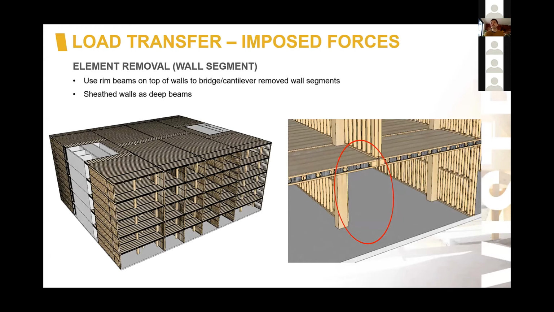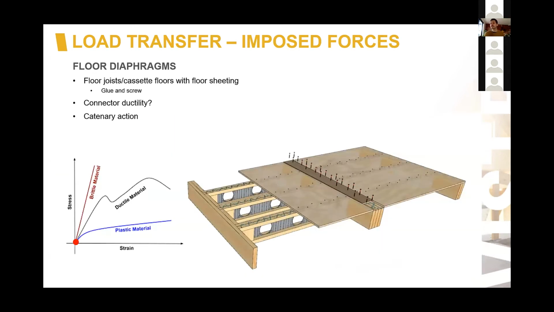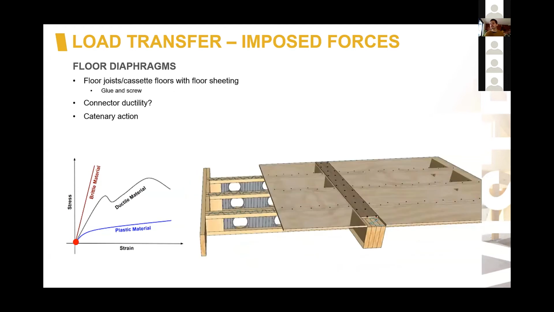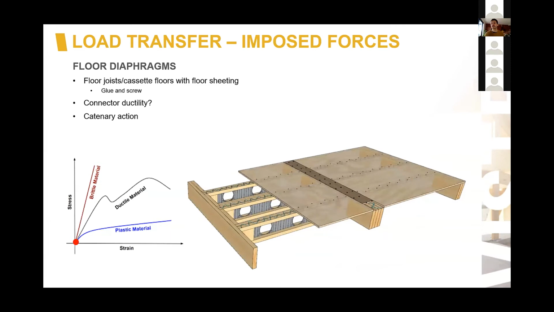So floor diaphragms, it's all related. With robustness, in the case of, say, floor joists or cassette floors with floor sheeting, you need to go through and ensure your connections can transfer the loads adequately that you're expecting. So if you're looking at catenary reaction, I'll just point out, general good practice is to glue and screw. It has other tangible benefits in terms of acoustics and vibration anyway, so I think that should always be used. But it will enhance the redundancy and robustness performance.